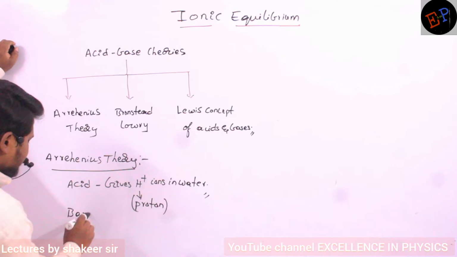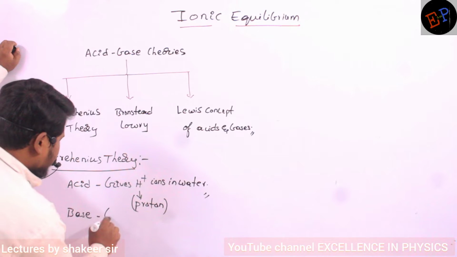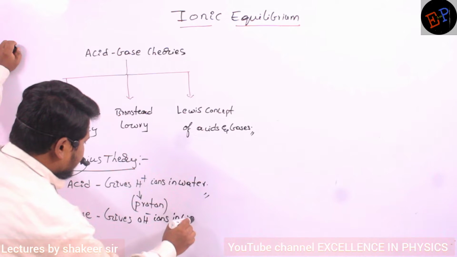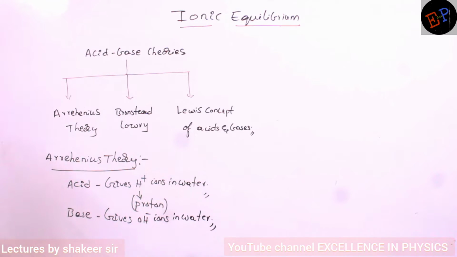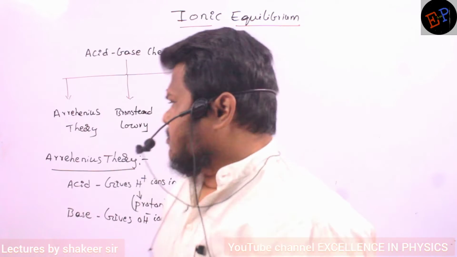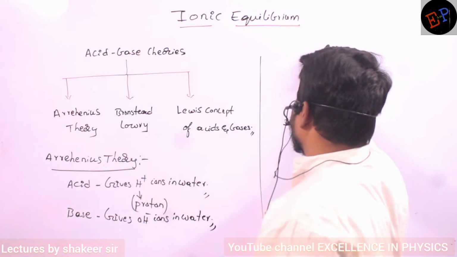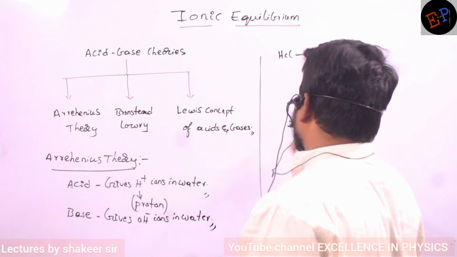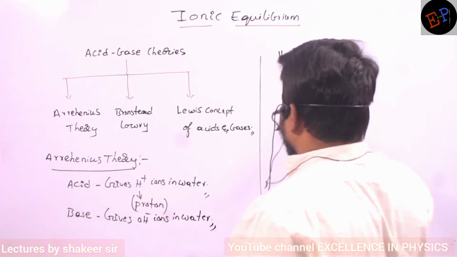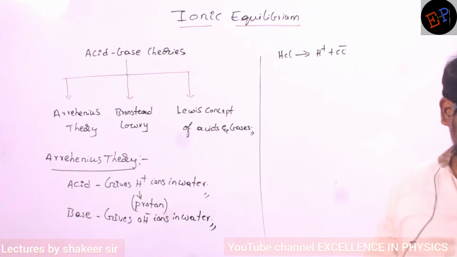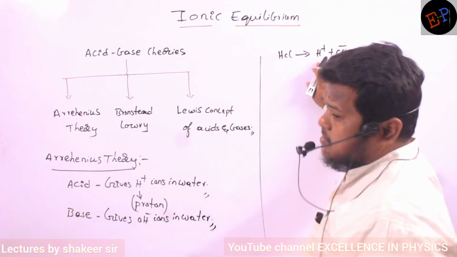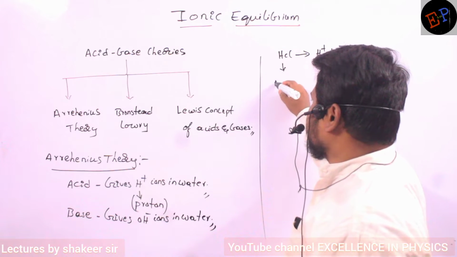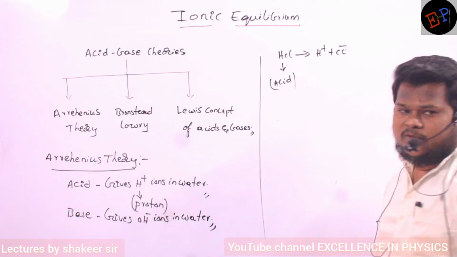Then how can I define a base? Base means it gives OH minus ions in water. This is the definition of base according to Arrhenius Theory. If you want to write examples, for example, take HCl. It dissociates into H plus and Cl minus when some water is added. Since it is giving H plus ions, I can call it an acid according to Arrhenius Theory.